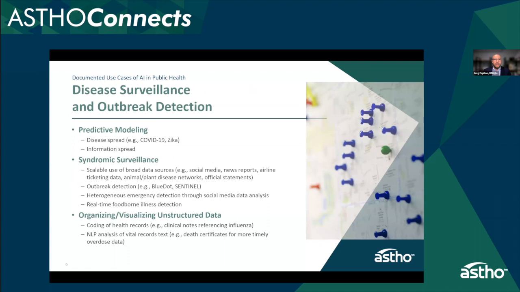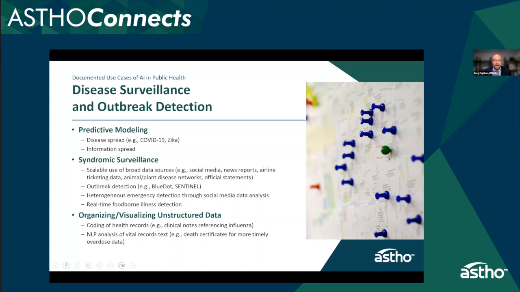The use of AI in disease surveillance and outbreak detection is especially well documented. The ability of AI tools to analyze huge quantities of data, a wide variety of data sources, both traditional surveillance data sources and less traditional, often unstructured data, and its ability to model these data rapidly can be incredibly valuable in emergency situations. These capabilities shine in areas of predictive modeling and of syndromic surveillance. We've seen AI models perform well in predicting disease spread with both Zika and COVID-19. And the complexity of AI models can allow for the factoring of even social dynamics like information spread into their predictions.